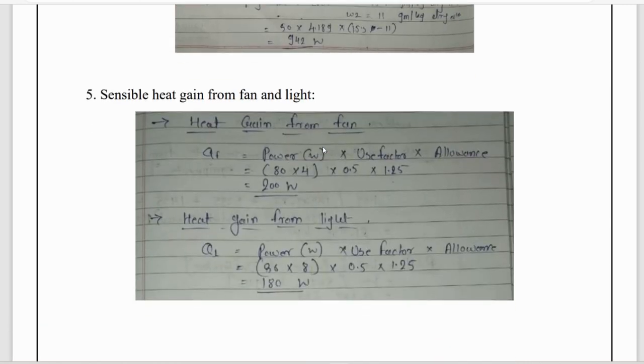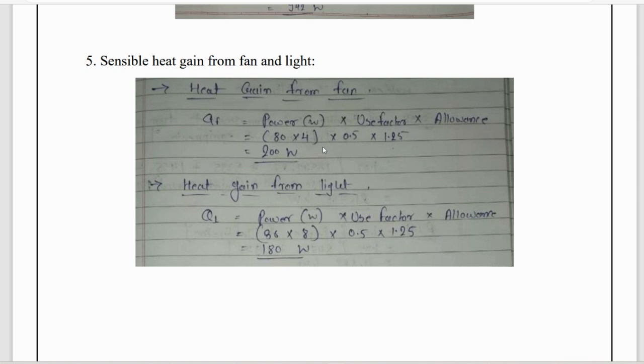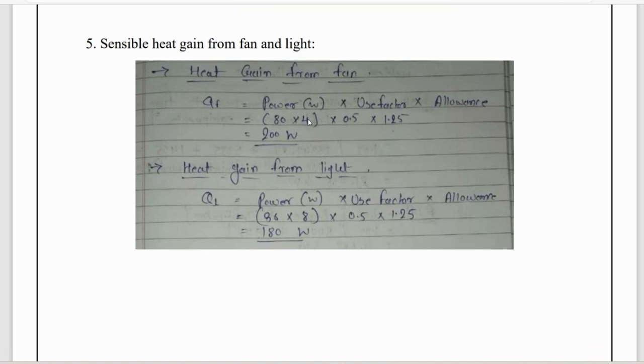Now, sensible heat gain from the light and fan or electronic devices. Here, the power we have taken uses a use factor. We have taken the use factor as 0.5. If you are operating these objects or electronic components for the whole day, you can take it as 1. If you are using them for half a day, you can take 0.5. Now an allowance of 1.25 is also added here. Then we calculated the sensible heat gain from the fan, which is 200 watt, and heat gain from the light is 180 watt.